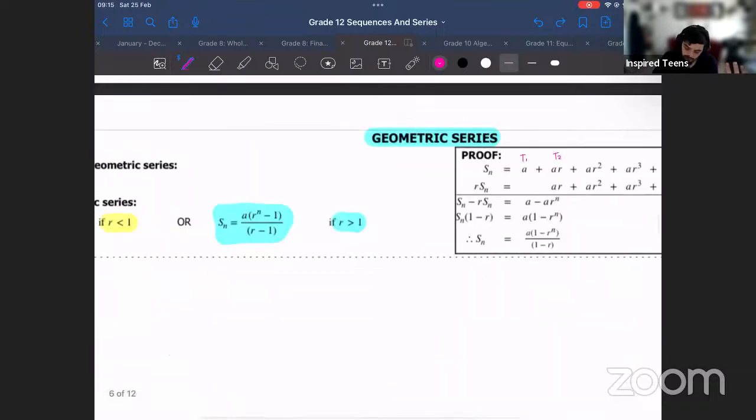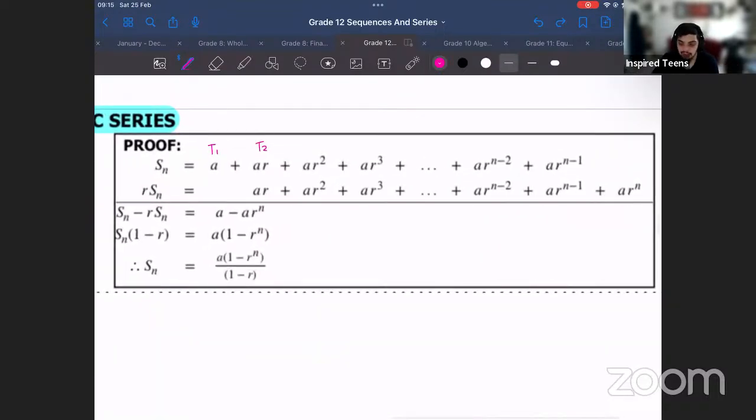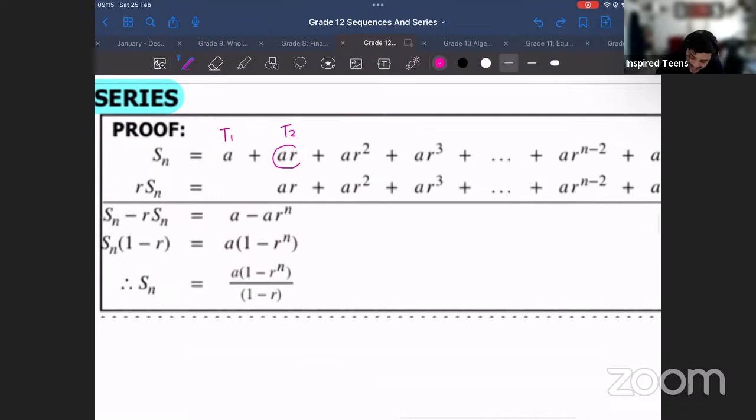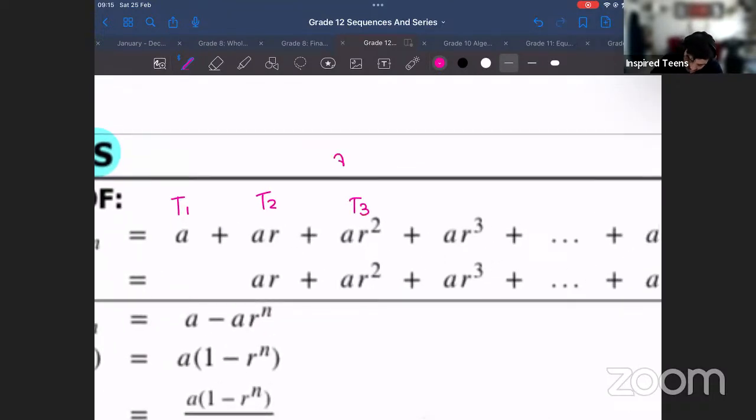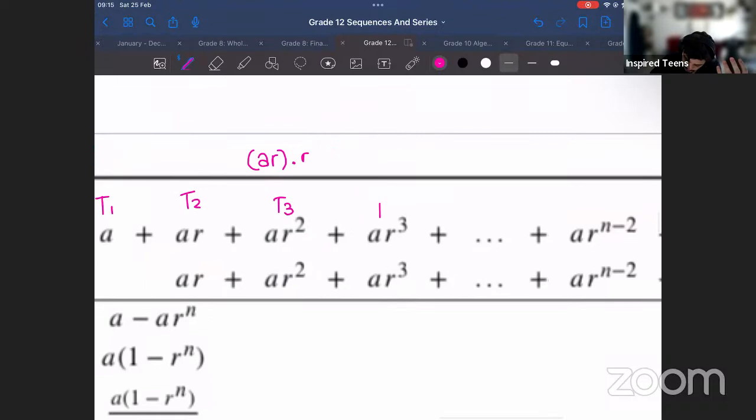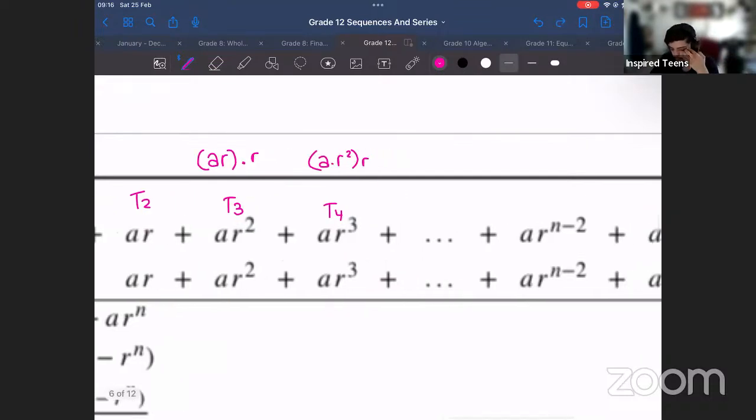However, if I'm looking at geometric, remember it's a constant ratio, so I'm multiplying. How do I get the second term? I say A times R. I multiplied by that constant ratio. How do I get the third term? I take A times R, which is the second term, times R again, and I get AR squared. How do I get T4? I take T3 and multiply it by R, so AR squared times R. That's how I get to the power of 3, and so on and so forth.